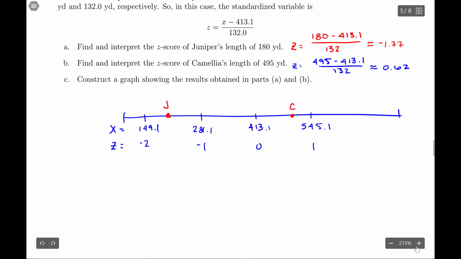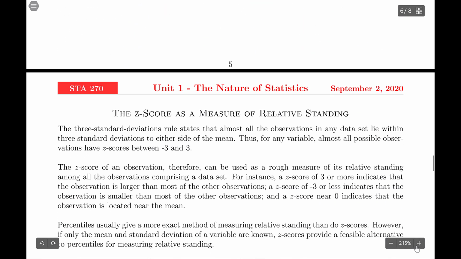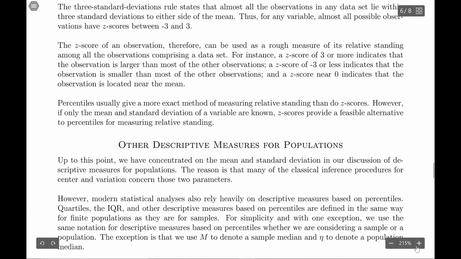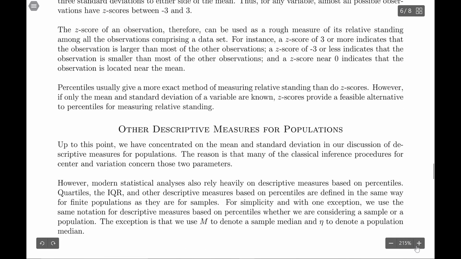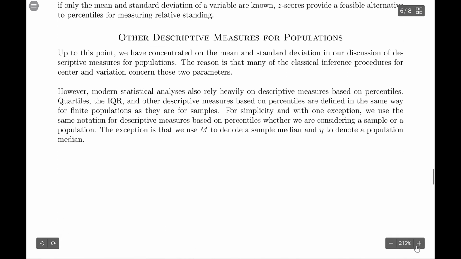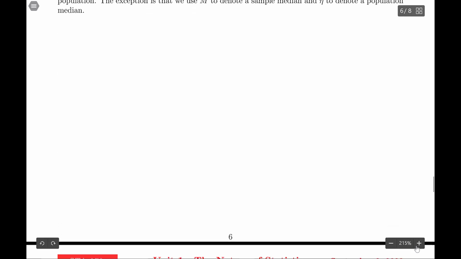So that is the conclusion of this second set of notes for today, and you can read through that. It goes over a little bit more information about the z-score and descriptive measures for populations, but that's just for you to look at when you get a chance.